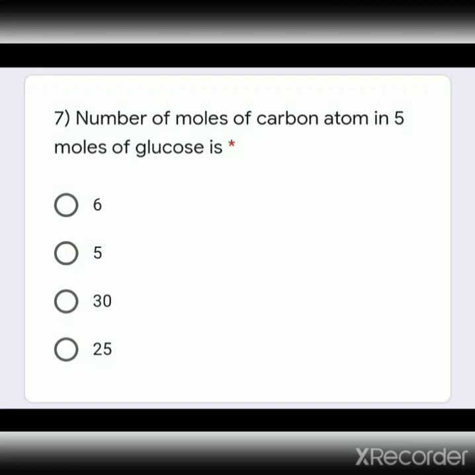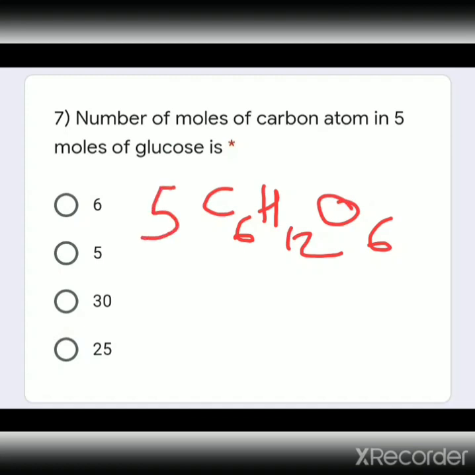Next question. The number of moles of carbon atom in 5 moles of glucose. Here the mole concept you need to discuss. 5 moles of glucose. So first of all, write down the formula for glucose, that is C6H12O6. This is the molecular formula for glucose. Now the question is 5 moles of glucose. You need to find out the number of moles of carbon atom. It is not asked for the number of carbon atoms. It is asked for the number of moles of carbon atom.